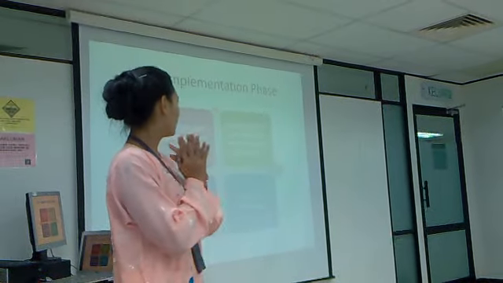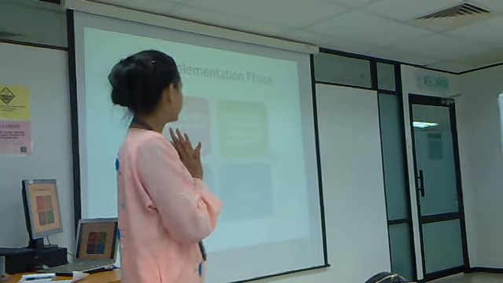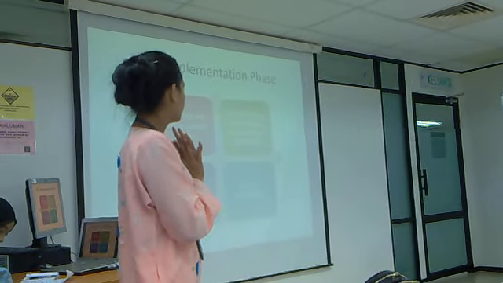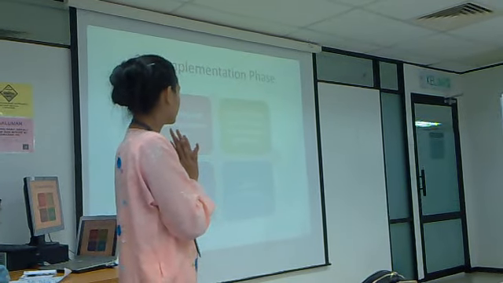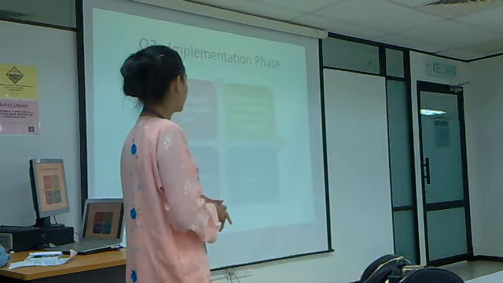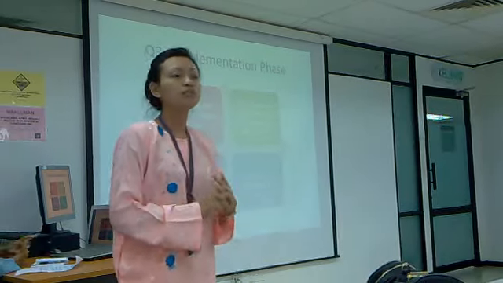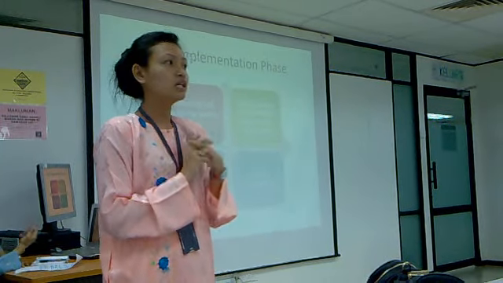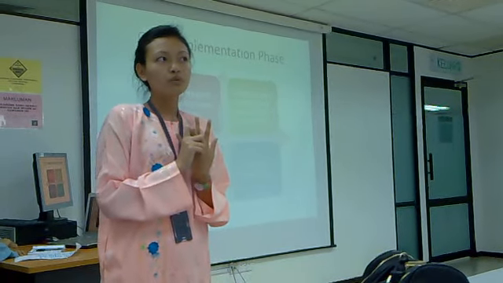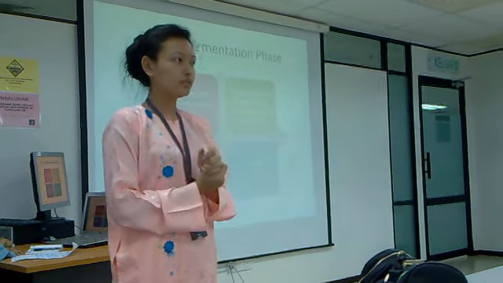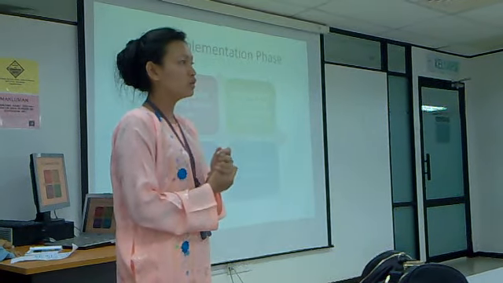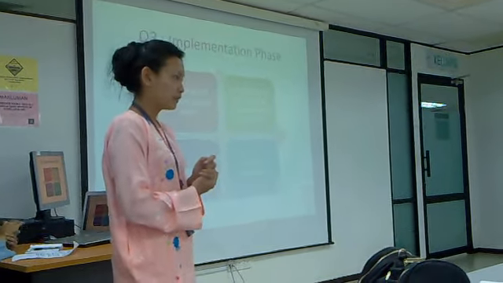Activities. There are 4 activities, which are selecting and creating system users, site preparation and installing new computer equipment, file conversion and system conversion. Okay, for the first activity, which is selecting and creating system users, the most important aspects to consider are who to train and how to train. There are 2 approaches to train the users, which are classroom training or computer-based training.